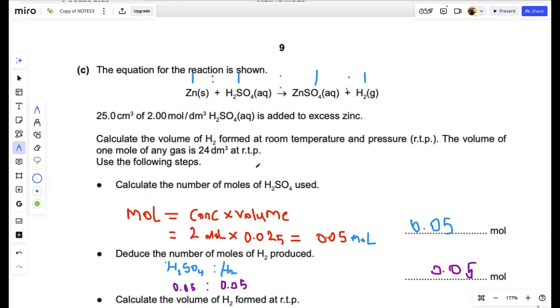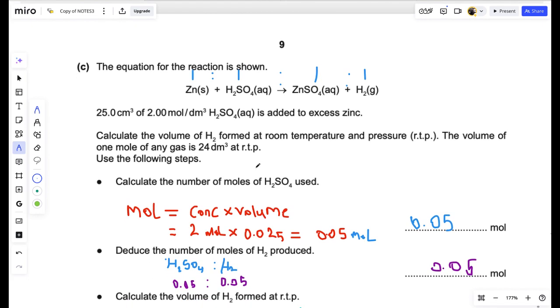The C part of the question says, the equation for the reaction is shown. You have zinc plus sulfuric acid to form zinc sulfate plus hydrogen gas. How much hydrogen gas we collect determines how much the reaction has taken place.